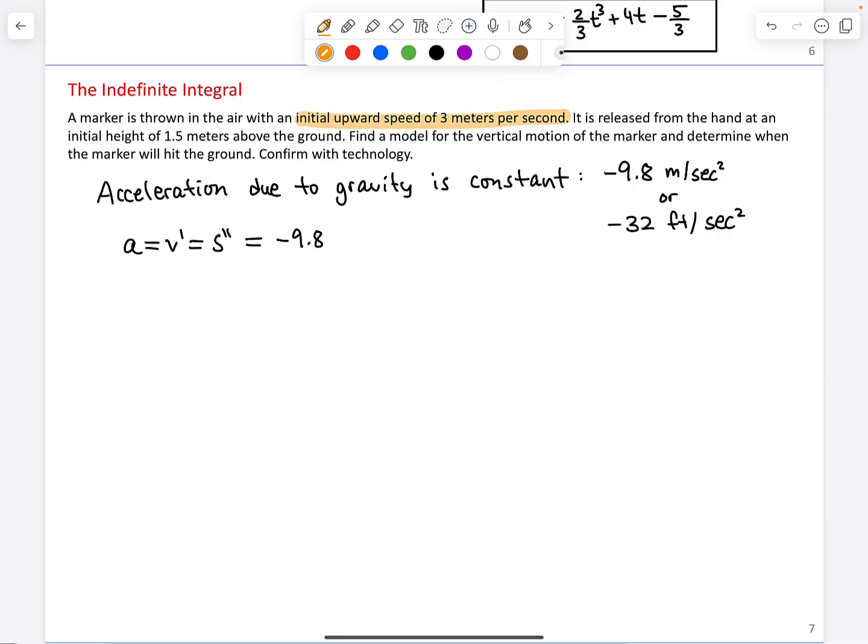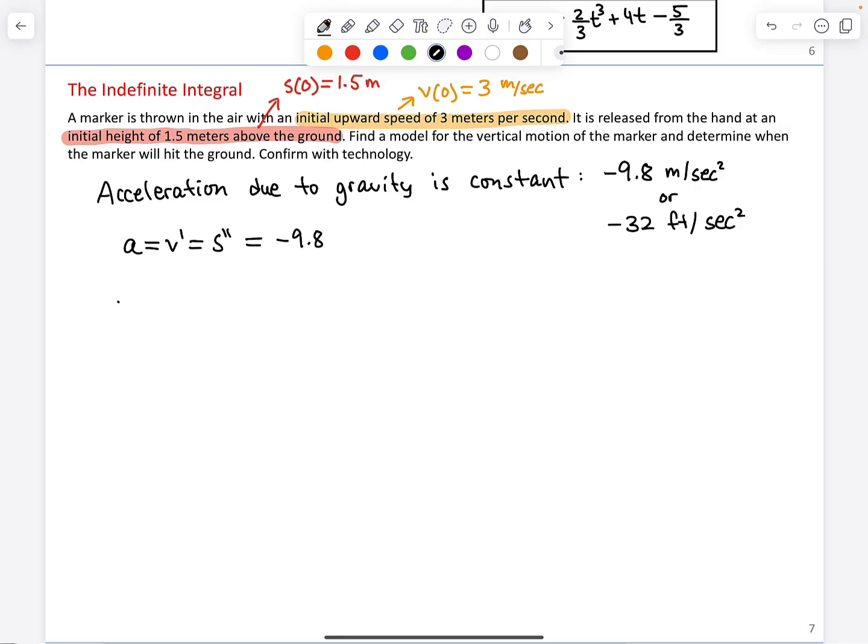This portion of our prompt says that the initial upward speed is 3 meters per second. Upward means our velocity will be positive. So our velocity at time 0 will be positive 3 meters per second. Then we see that we have an initial height of 1.5 meters above the ground. This is a position, and it tells me specifically that the position at time 0 will be 1.5 meters. We'll say above ground is a positive position, and below ground level would be a negative position. So this is the information that we need to solve for both constants as I anti-differentiate.